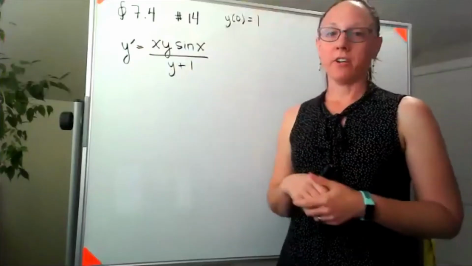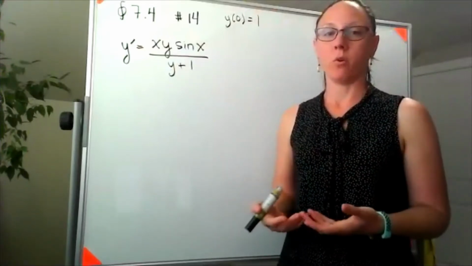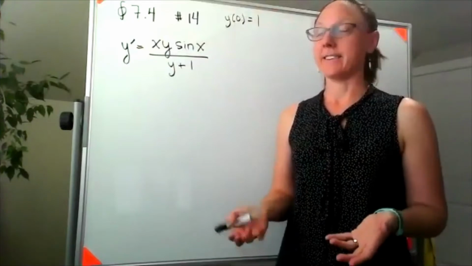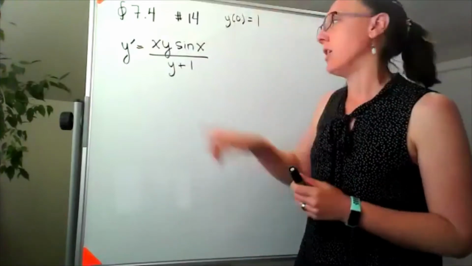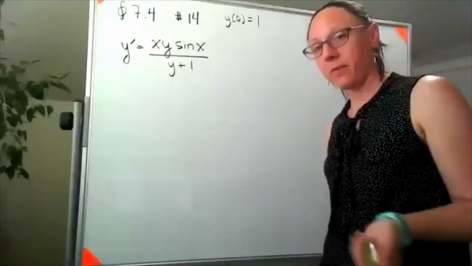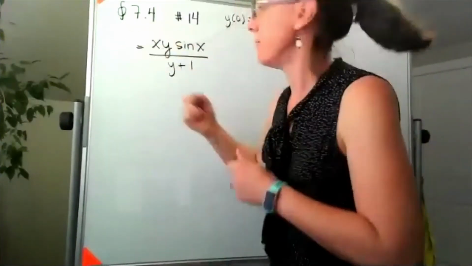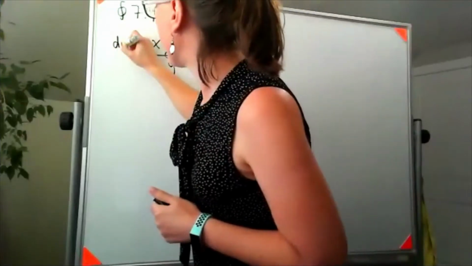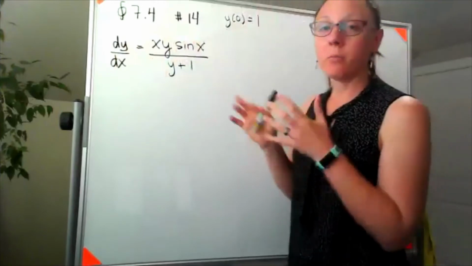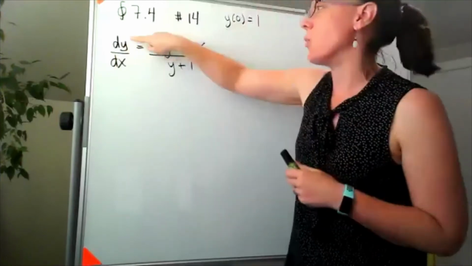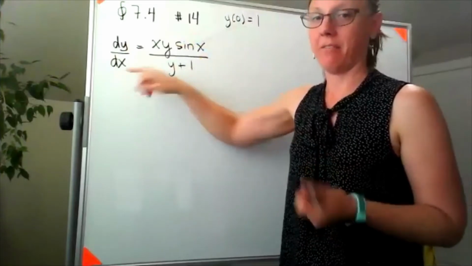When I look at this differential equation, one of the things that we want to do in order to solve it is to classify what kind of differential equation it is. First of all, that y prime, we probably want to rewrite as dy/dx. Now that I'm looking at the problem, that means y is my dependent variable, x is my independent variable.